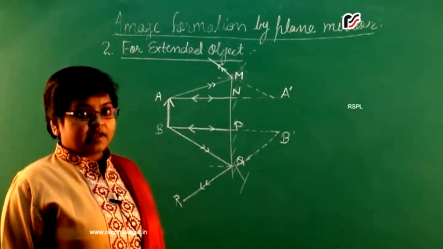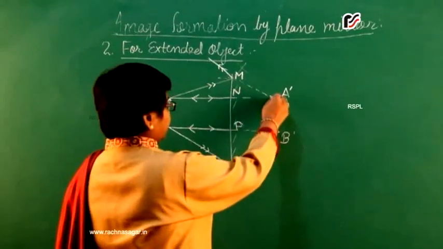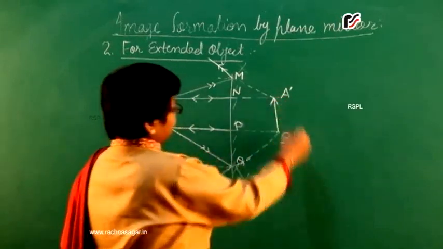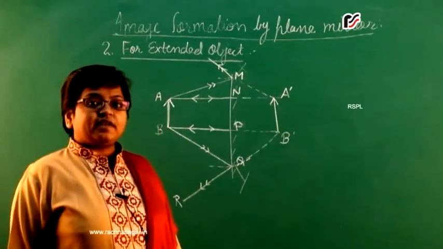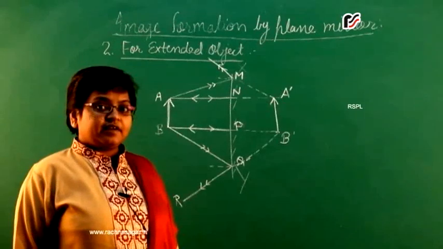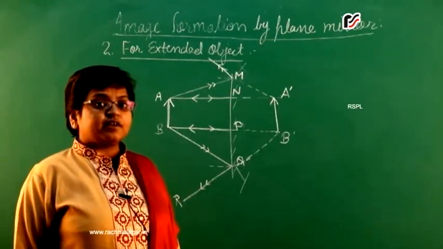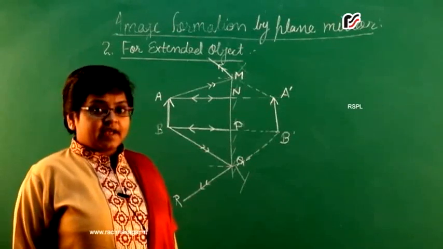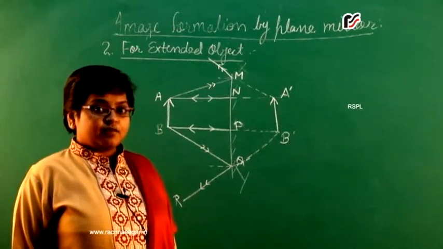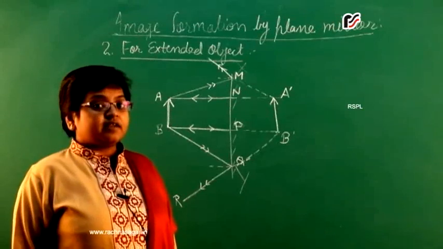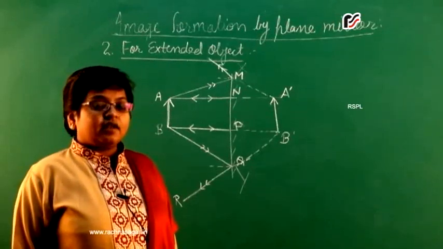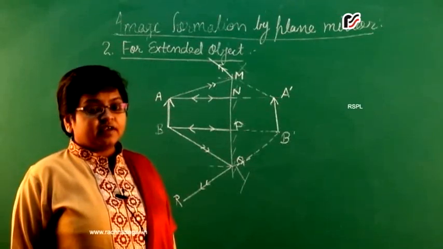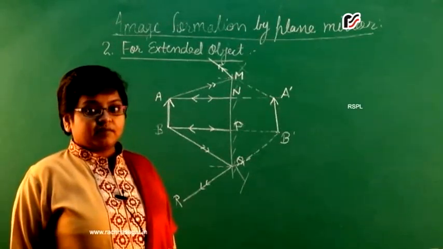Now join A dash, B dash. So A dash B dash is the reflected image of extended object AB. Here we observe that A dash B dash is of the same size as AB. It is erect, virtual, and at the same distance as the object, behind the mirror.